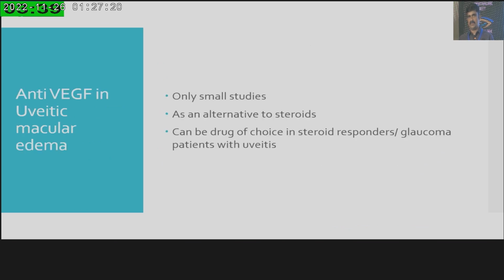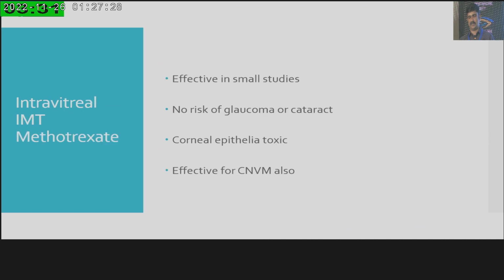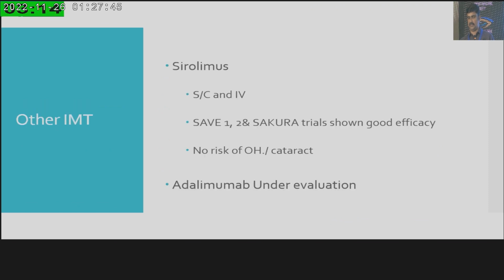And another option we have is anti-VEGF injection. There are only very small studies, and some studies even have shown it is not effective, but it is something which you can consider, especially in people who are steroid responsive. And intravitreal methotrexate, we use it for intraocular lymphoma mainly, but it has been found to be effective for macular edema, and there are advantages: no risk of glaucoma or cataract. There is corneal epithelial toxicity, especially in aphakic eyes. Another advantage is being an antifibrotic. It acts against the CNVM also if it is associated with uveitic CNVM.